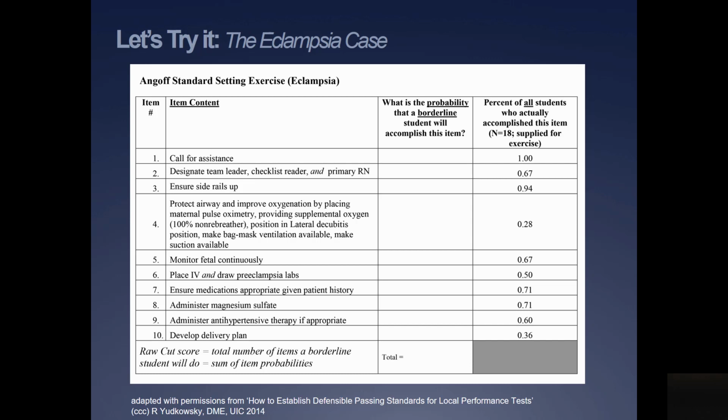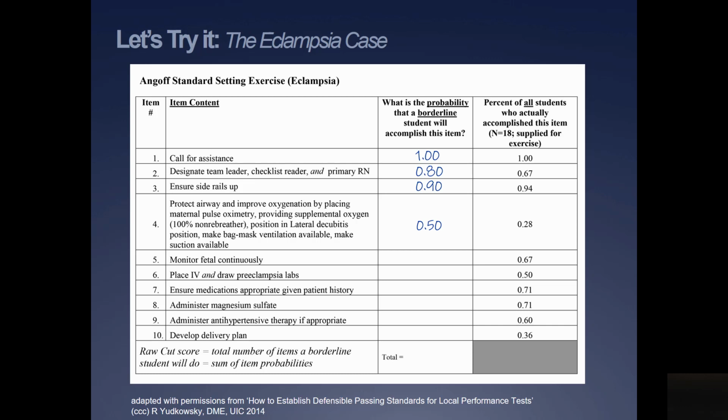And I, as an individual, go through and make some decisions. I really think that everyone is going to call for assistance, so I say 100% or 1, okay? I'm going to go ahead and look at these things all the way through. If you've had this run before and you're doing a second run of standard setting, you will be supplied these numbers on the right. If you don't, then you don't use them and you continue along your way.